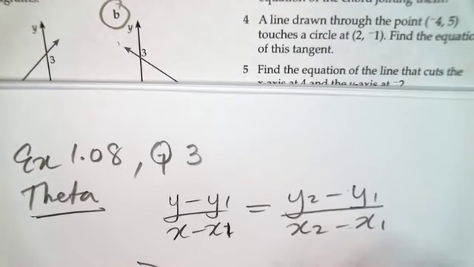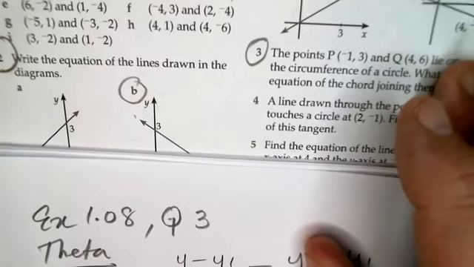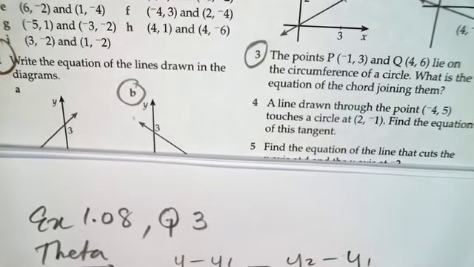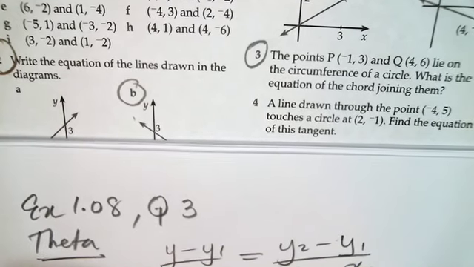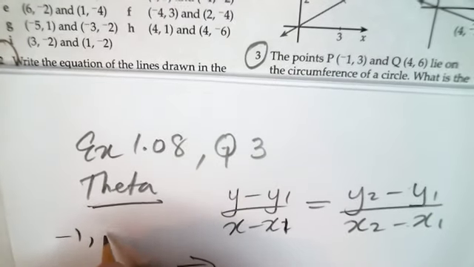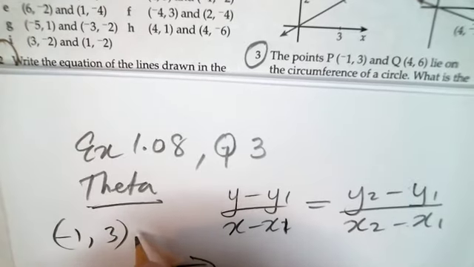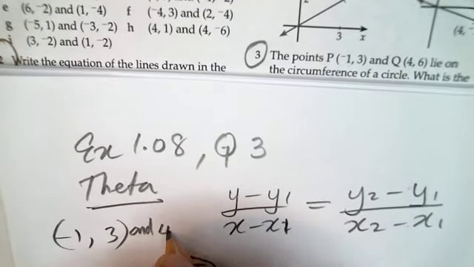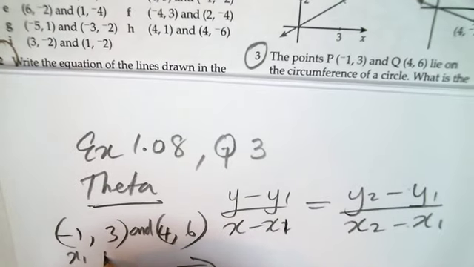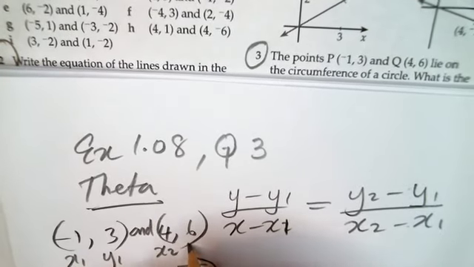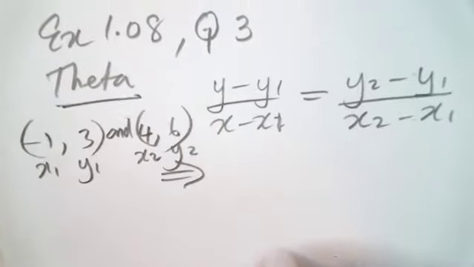All right, here we go. So let's have a look at these points. The points are (-1, 3) and (4, 6). There they are. So I'm going to call this x1, this is 1, y1, this is x2, and this is y2. All right, let's see how we go.